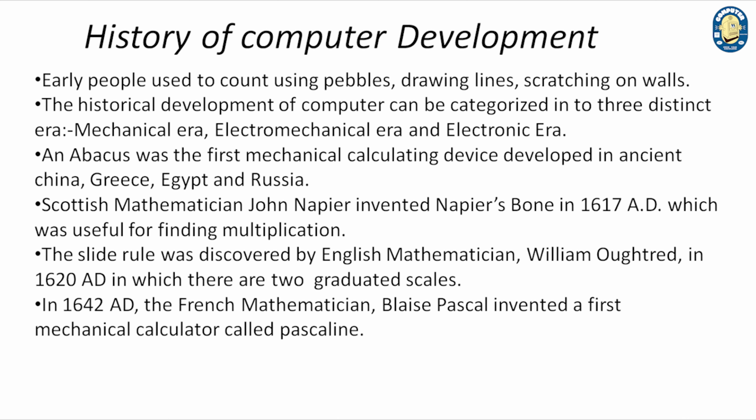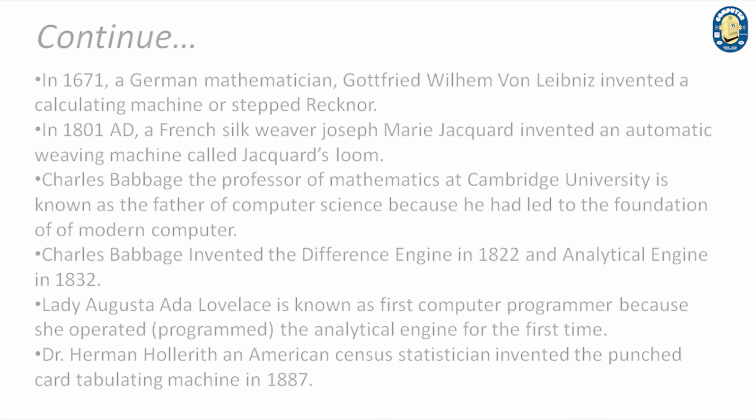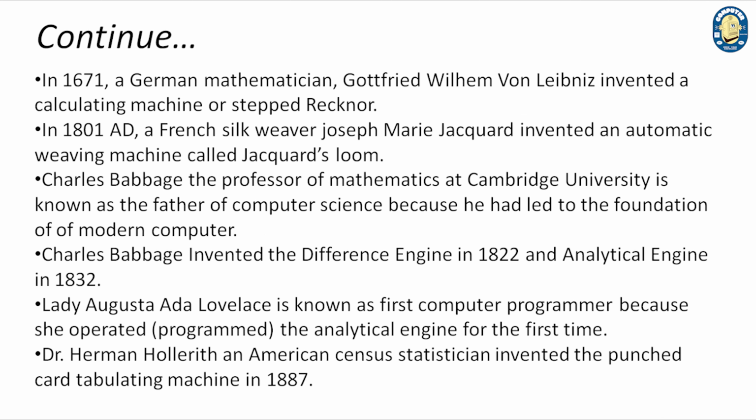In 1642 AD, the French mathematician Blaise Pascal invented the first mechanical calculator called Pascaline. In 1671, a German mathematician, Gottfried Wilhelm von Leibniz, invented a calculating machine or step-reckoner. In 1801 AD, a French silk weaver Joseph-Marie Jacquard invented an automatic weaving machine called Jacquard's loom.